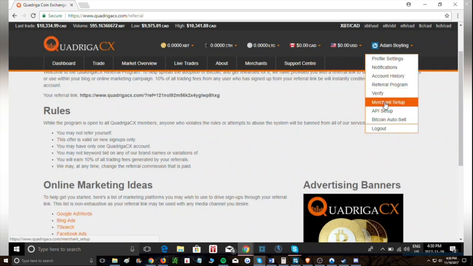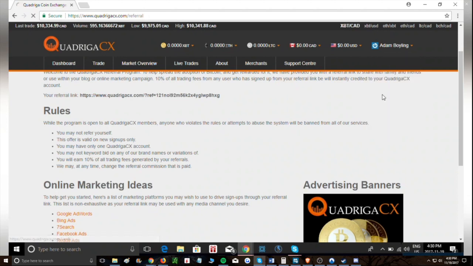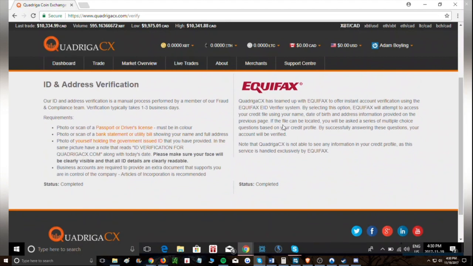So the merchant setup, like I said, is probably null and void now. We can go here, get verified, which you're going to want to do. The Equifax is an auto verification, which is definitely cool. But again, as we know, Equifax was recently hacked, and a lot of people will probably be scared off by that. I did my verification before the hack happened, so I wasn't really scared, but it's still kind of freaky by the time it happened.